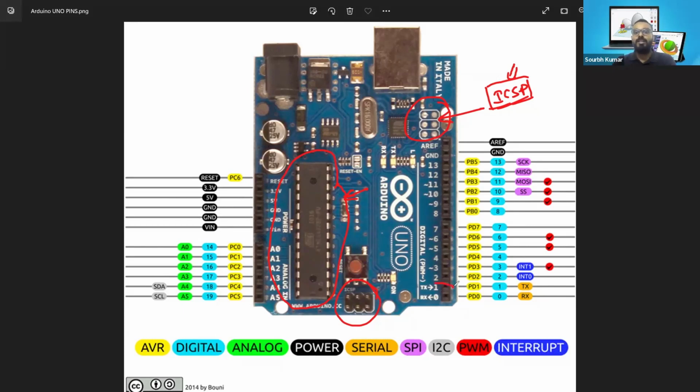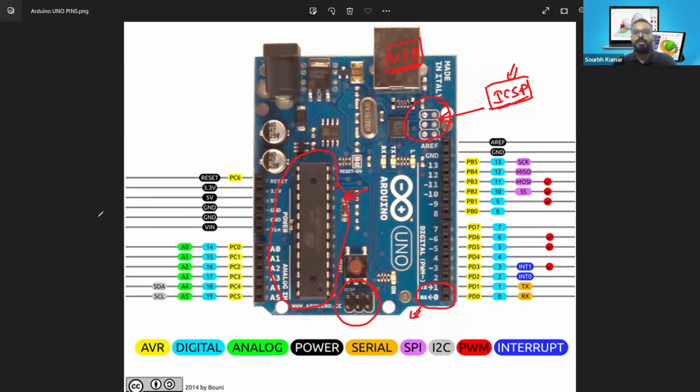We can also utilize pin numbers 0 and 1, the TX and RX, to communicate with other microcontrollers or development boards around. Suppose the USB port is faulty or not working properly, then we can utilize these pins to help us in such scenarios. Okay, so I hope the detail is clear to you.